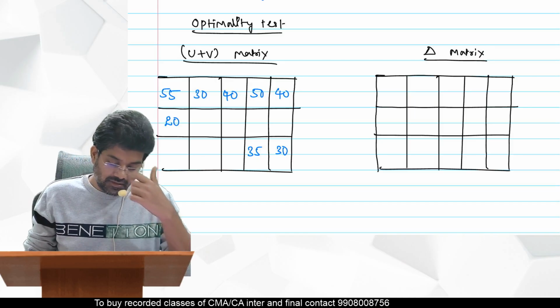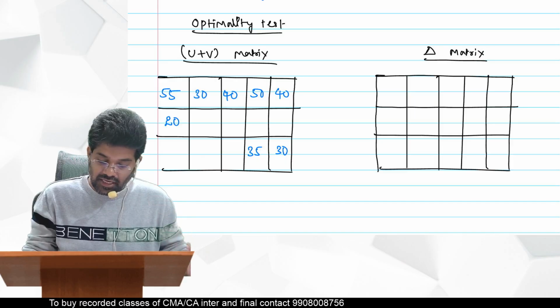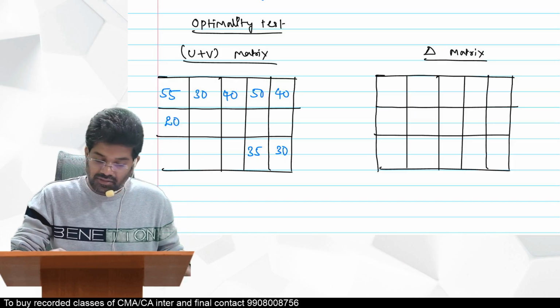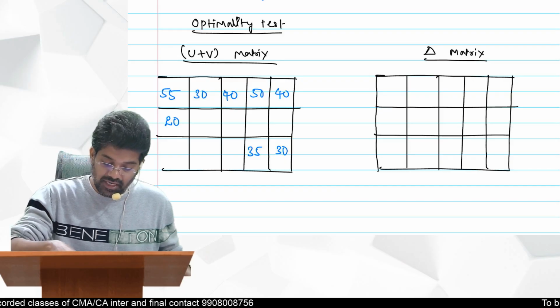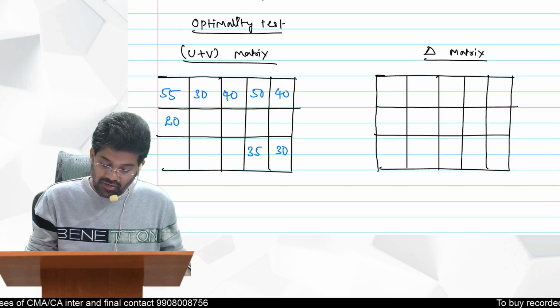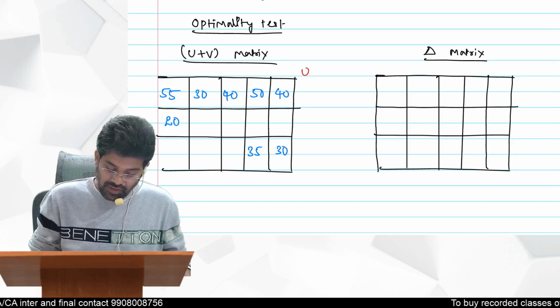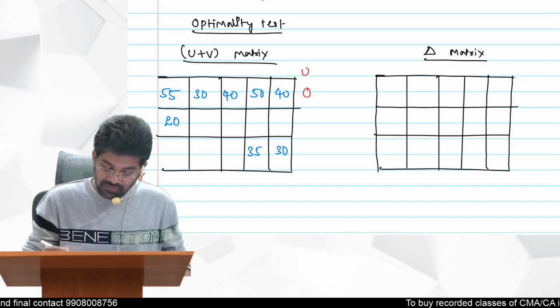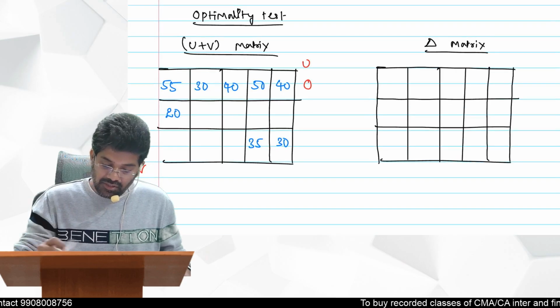This is your allocated. Now you should calculate U plus V values. Now first take U is equal to, this is U, this is V values. This you can take 0. Try to get the U plus V values.